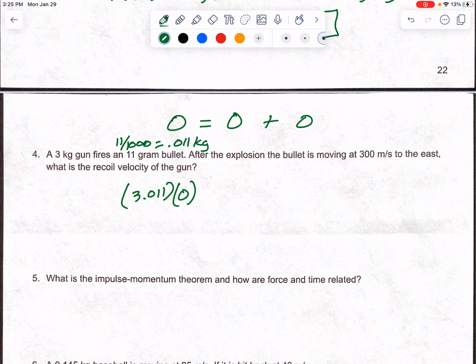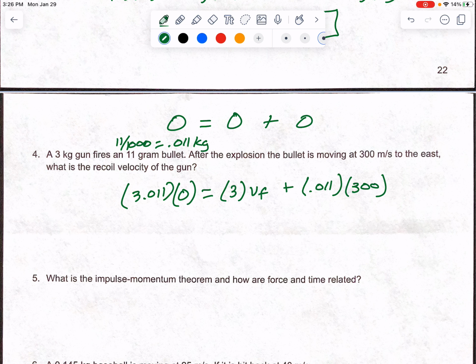Okay, it's not doing anything, so it's 0. So that whole left side is 0. Now the gun is 3 kilograms, and we want to know how fast is the gun going the other way. So there's your VF. We don't know what that is. Plus my bullet, which is 0.011, is now going 300 meters per second to the east. Okay, so there's my setup. So all I got to do is look for my VF.